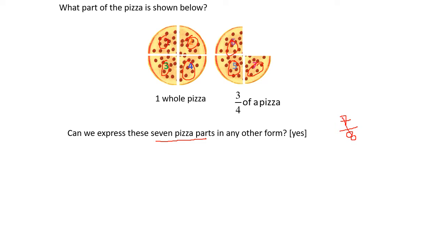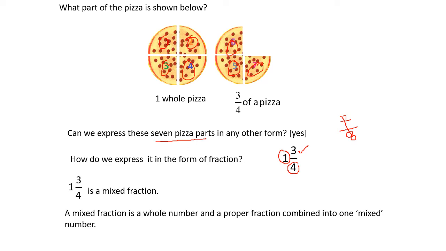But actually one pizza is a total whole. So in another form I can express it like one whole pizza, and out of 4 parts of the second pizza I'm taking 3 parts. So that is 3/4. So we call it one whole and 3/4. So that is the way we pronounce it. This is an example of a mixed fraction.